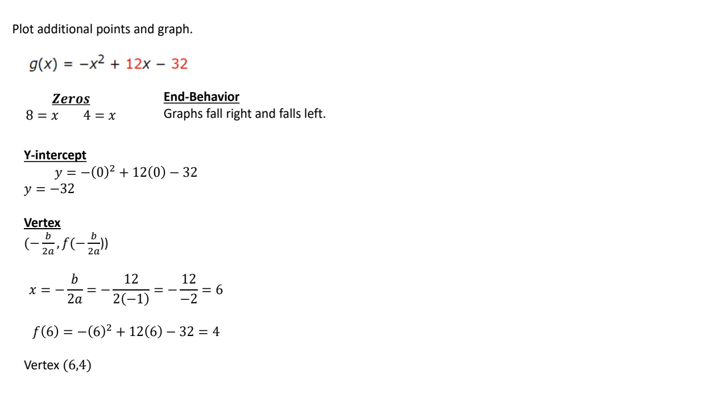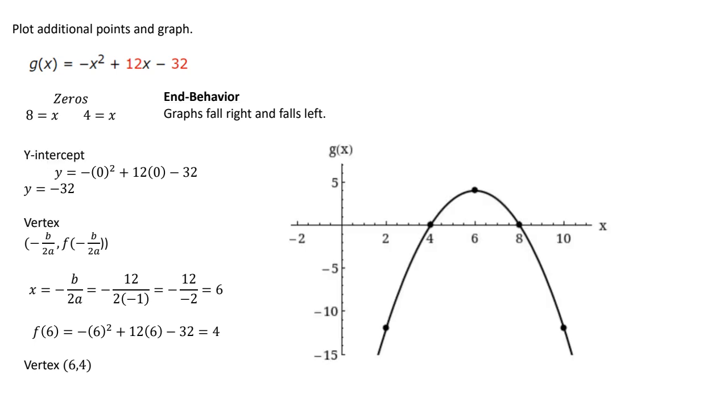So we have enough information now to graph. Our vertex is here at this point, 6, 4. My x-intercepts are crossing the x-axis at 4 and 8. Again, we can't see it, but it's crossing the y-axis at negative 32. And I knew that my behavior is fall on the left and fall on the right, because my leading coefficient test proved that since my leading coefficient was a negative number, it was going down. Okay, so these are all the points that we needed in order to graph this example.